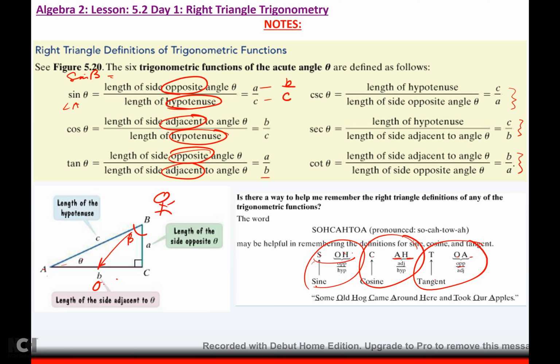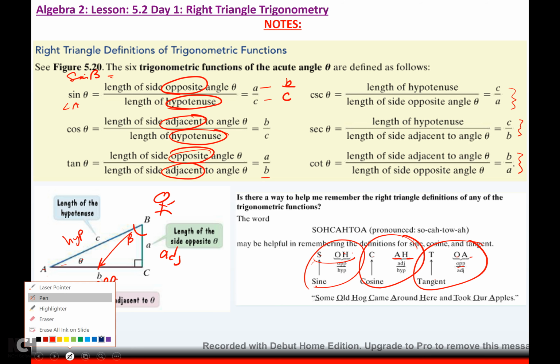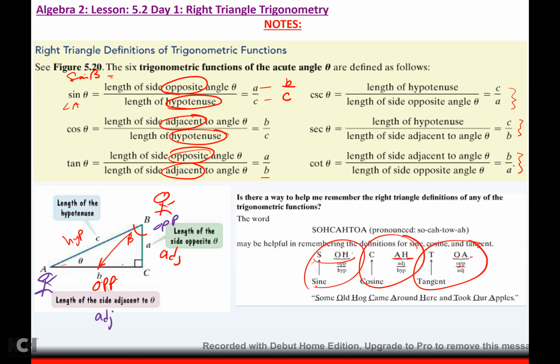Because now up here, this would be opposite, and this would be adjacent, and this obviously would still be hypotenuse. But when I was standing down here in purple, this was opposite, and this side was adjacent. So your legs can change names depending on what acute angle you're standing at. So you've got to be very, very careful.